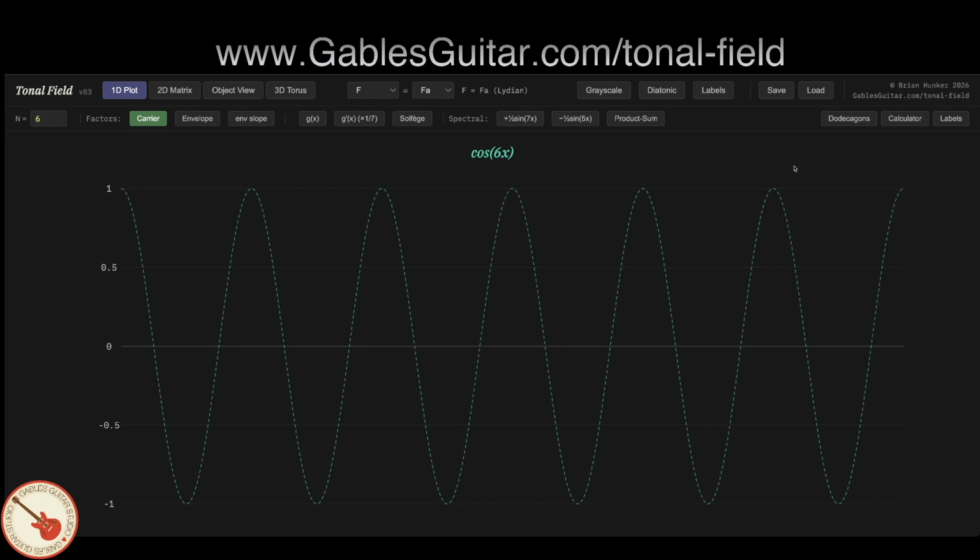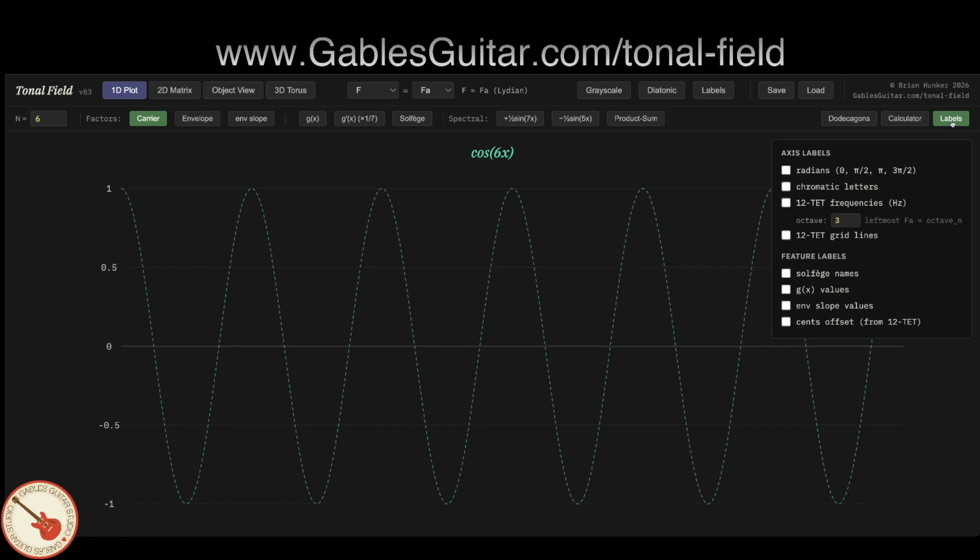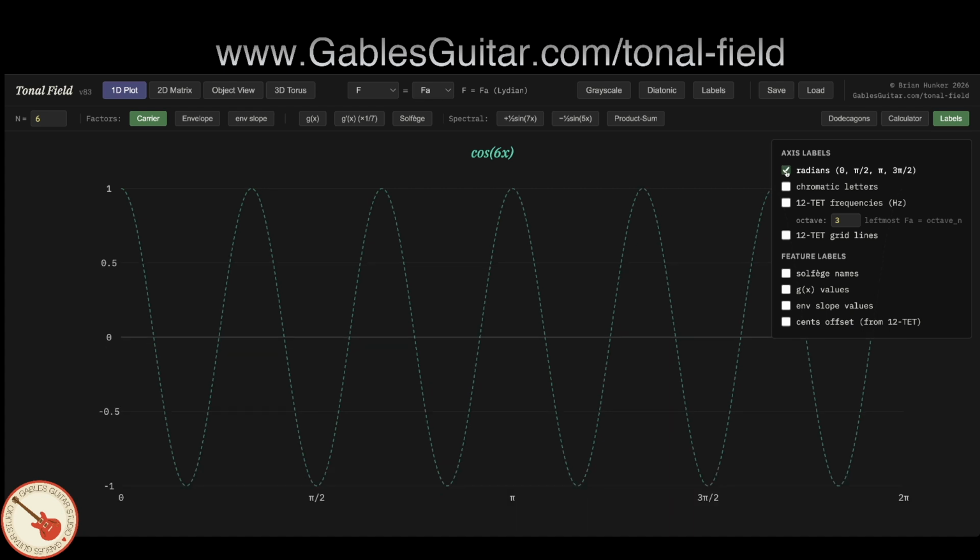In order to contextualize this, I'm going to go over to the right-hand side of the toolbar, and the button that says Labels opens the Labels panel. I'm going to switch on the first of the axis labels, radians. And this puts radian labels along our x-axis here. We have at the origin 0, then pi over 2, pi, 3 pi over 2, and 2 pi, one time around the unit circle. And I'm also going to switch on, while we're here in the labels panel, the 12-tet grid lines. And that divides the 2 pi period into 12 equal divisions.